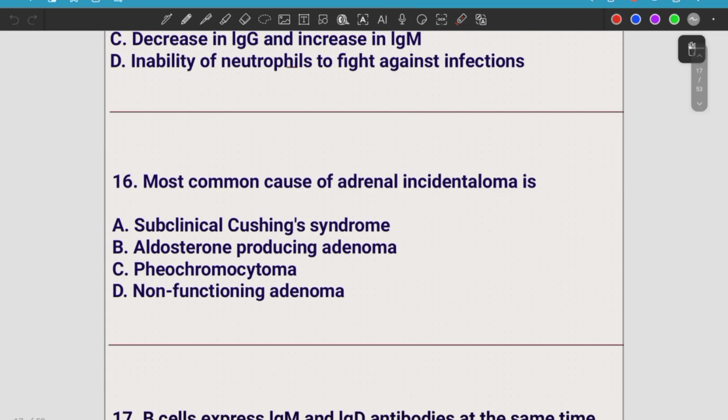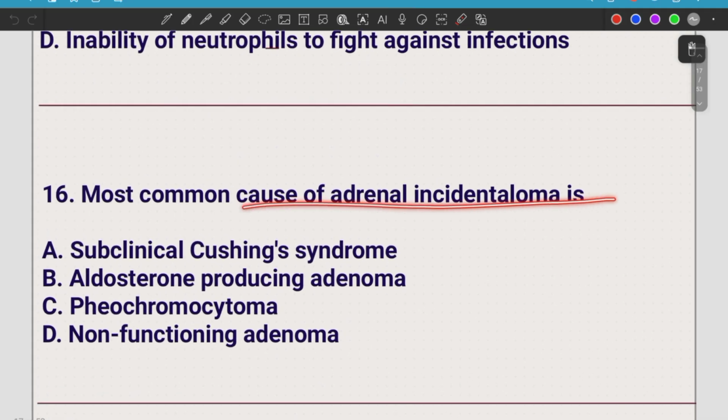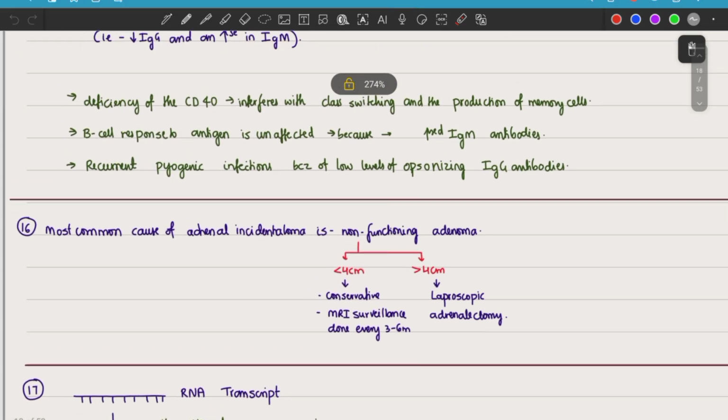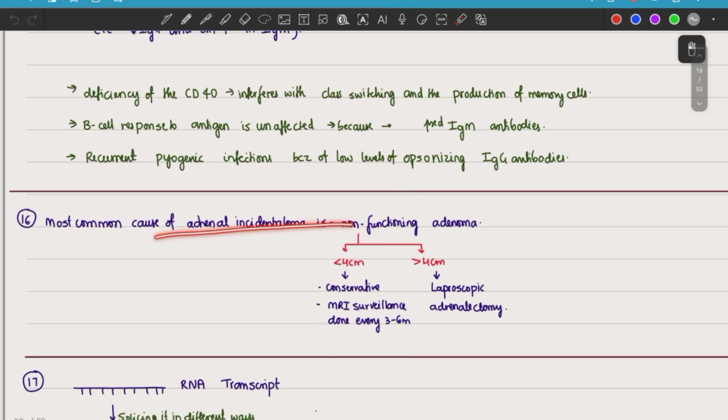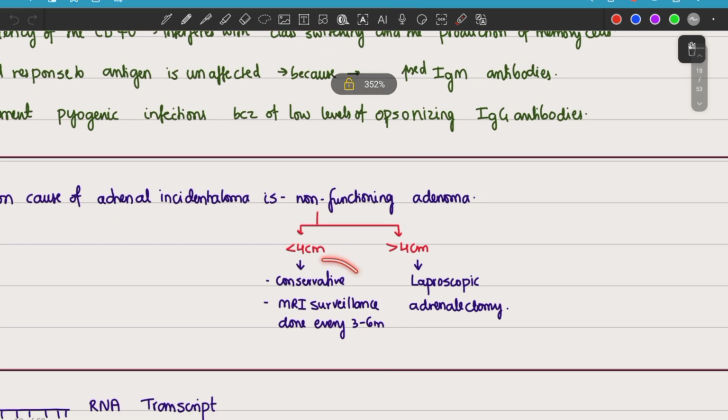Okay, 16th one: the most common cause of adrenal incidentaloma. Incidentaloma means incidentally you are finding it, isn't it? So it might be a non-functioning adenoma. You can remember this. The most common adrenal incidentaloma is a non-functioning adenoma. If it is less than 4 centimeters, you do conservative management. MRI surveillance can be done at a 3 to 6 month gap. But if it is more than 4 centimeters, you can do laparoscopic adrenalectomy.